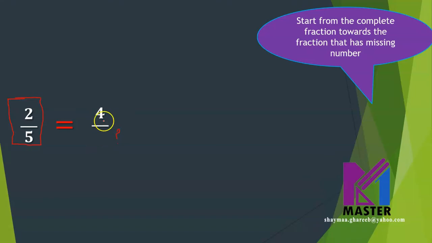And this is the fraction that has a missing number. So I will start from this fraction towards the fraction with the missing number. This 2 became 4. What happened? What should I do? Multiply or divide? Don't say add, because we said we get equivalent fractions using only multiplying or dividing. Remember this. Only multiplying or dividing.